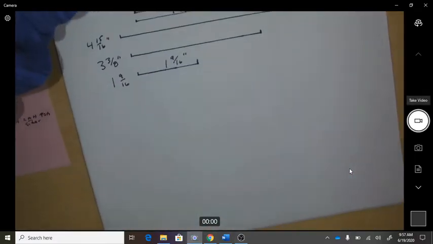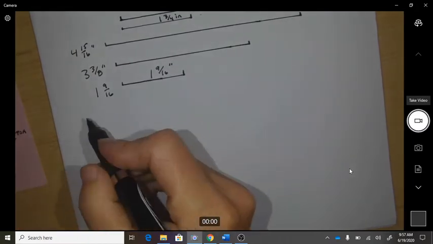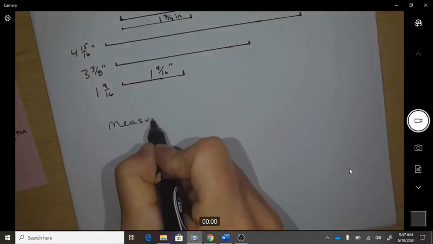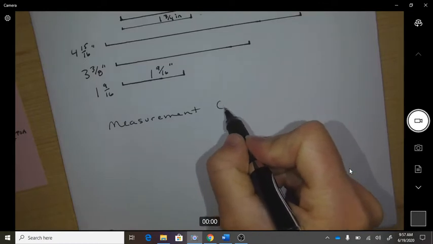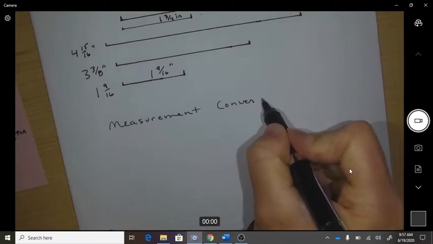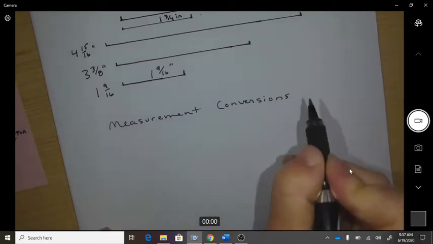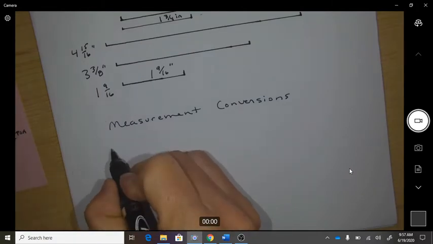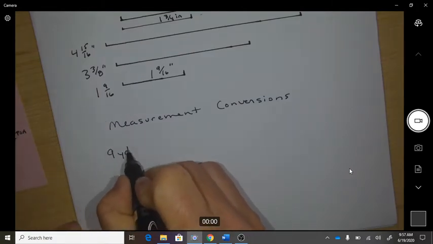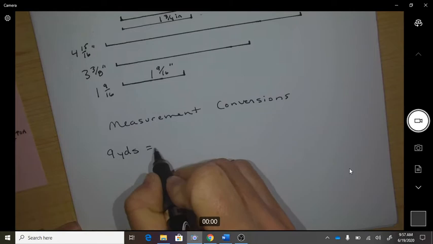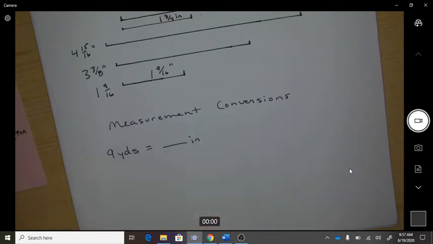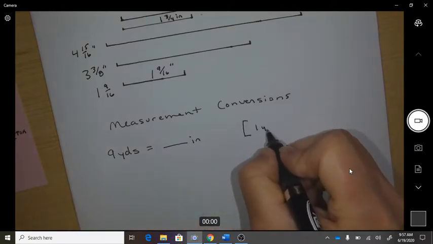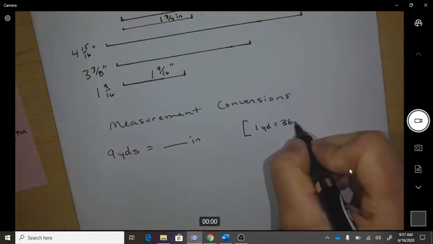Okay, today we're going to talk about measurement conversions. And we'll just do within a system. Okay, so 9 yards, and I want to put that into inches. On our formula sheet, we would be given 1 yard equals 36 inches.